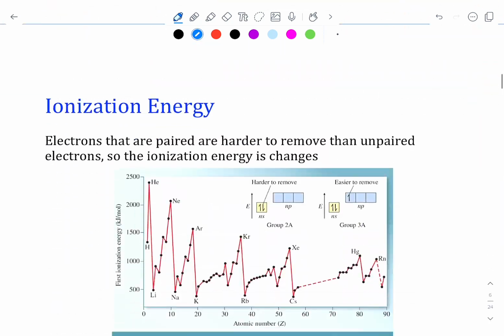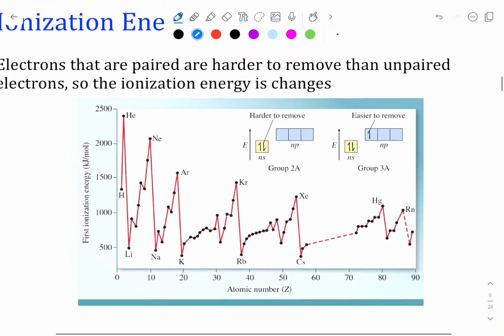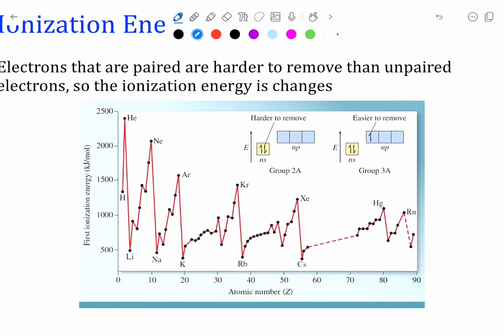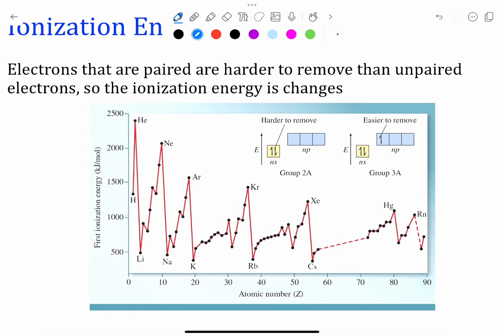Okay, so this trend is shown here, and this is an image from your textbook. So electrons that are paired are harder to remove than unpaired electrons, so the ionization energy changes. So we see that this is what we were talking about before, that elements and electrons in group 2A are harder to remove, whereas compared to 3A, where we have that one unpaired p electron, that's what we were just talking about with beryllium and boron.